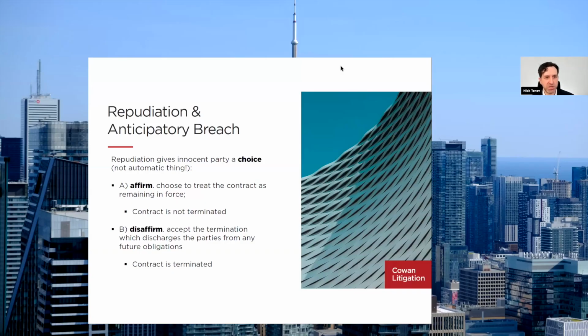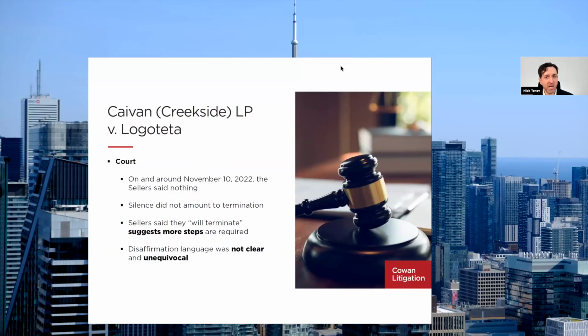So this discharges the parties from any future obligations, and the contract is terminated. So again, repudiation, when somebody says they will not meet their obligations, the innocent party can affirm or disaffirm. So they can choose to terminate the contract or not to terminate. And so what do the courts say in this case?